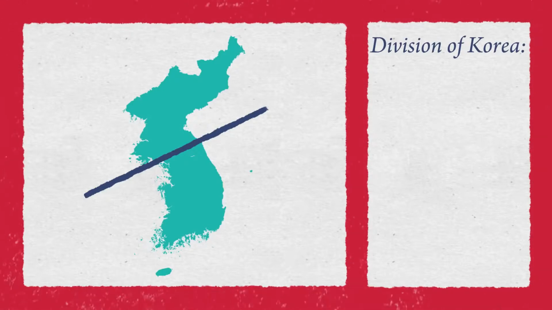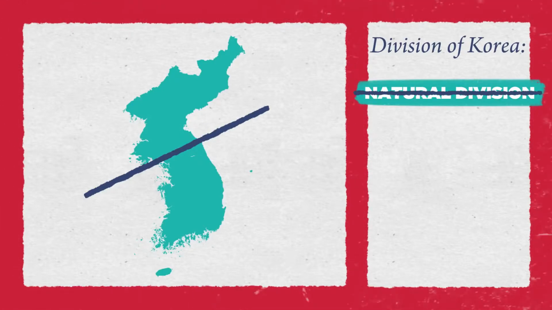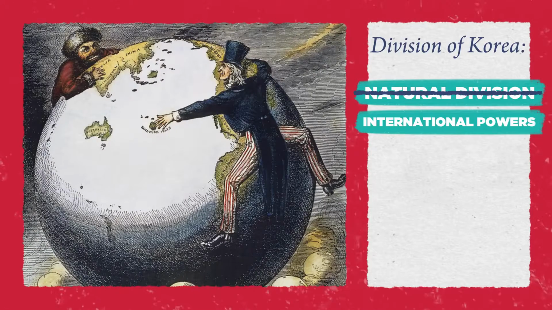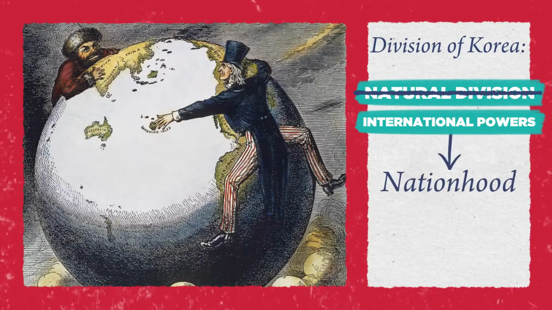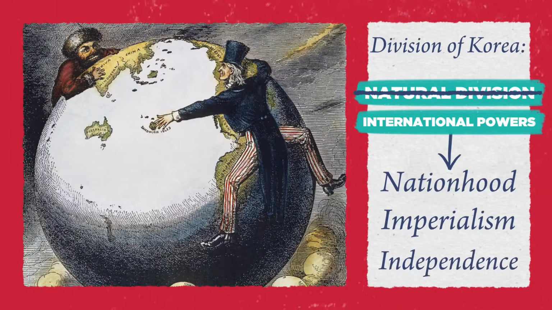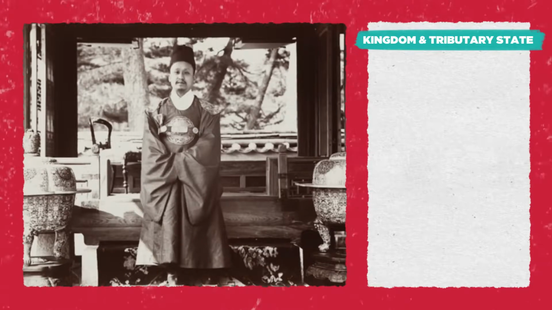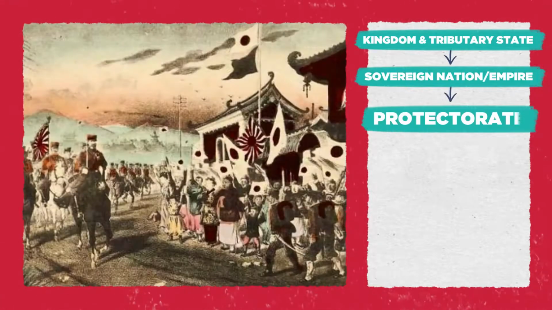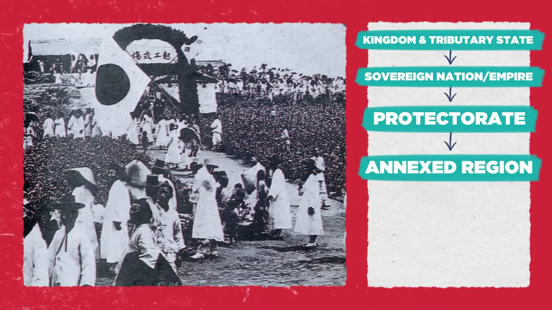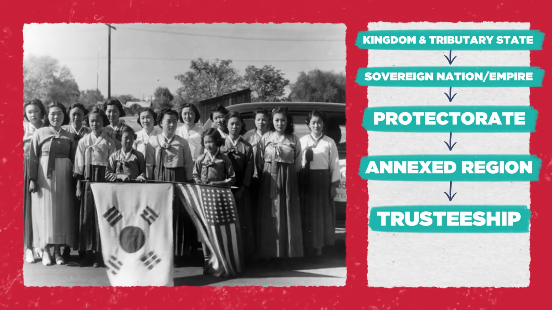It seems that the division of Korea into two separate countries has much less to do with a natural division and more to do with international powers wrestling over the terms of nationhood, imperialism, and independence at the turn of the century. If we follow this rough timeline correctly, Korea went from kingdom and tributary state to sovereign nation and empire to protectorate to annexed region to falling under US and Soviet influence in a trusteeship to independence, all within a few short decades. That's an extremely rapid and varied change in status for a country to go through.